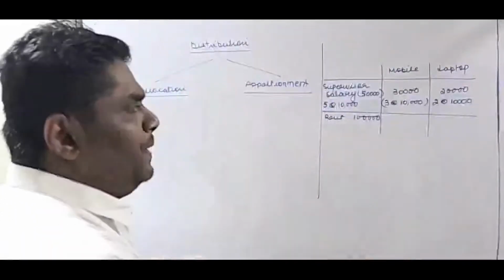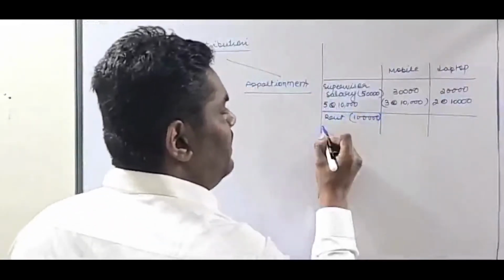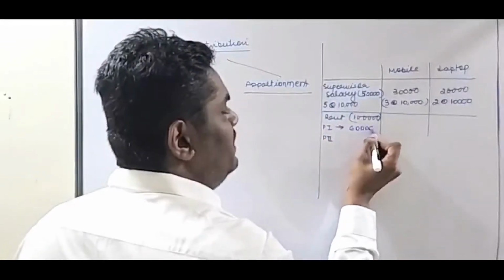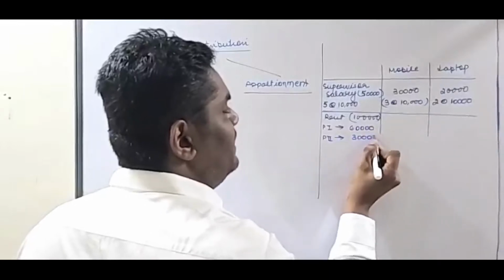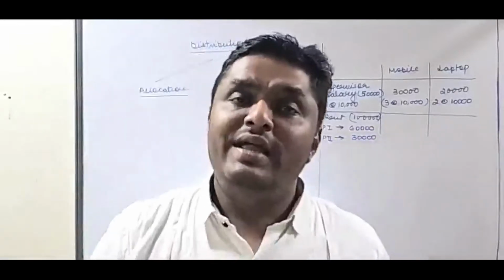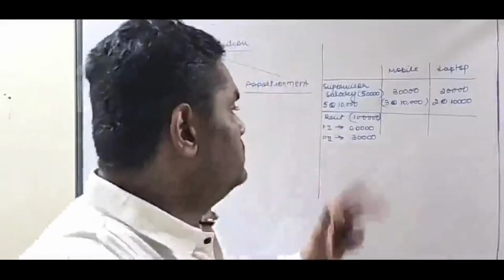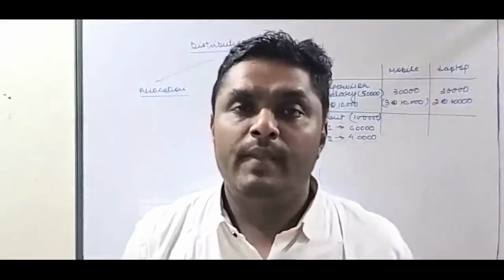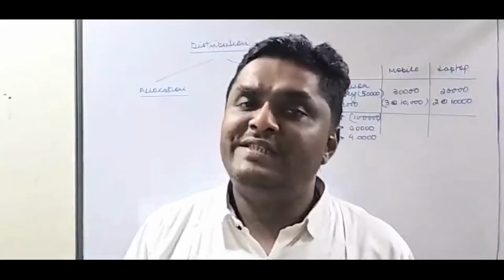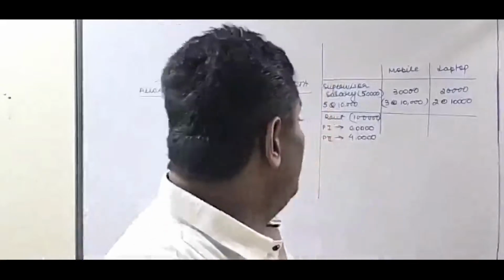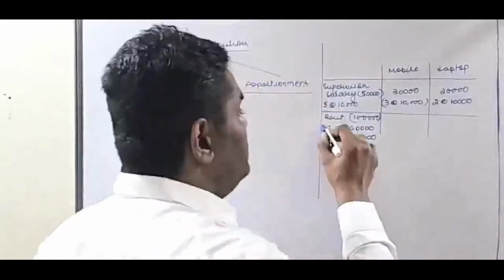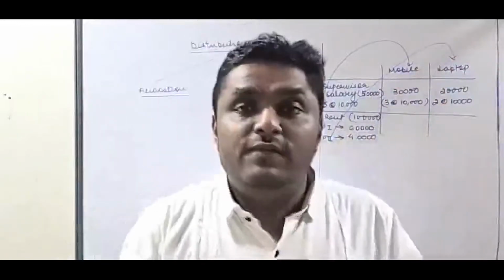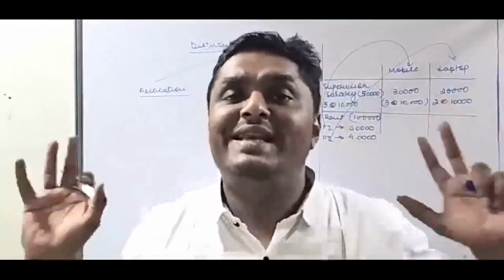So I have taken 2 premises on rent, and the rent is 1 lakh, premise 1 and premise 2. Premise 1, we are paying a rent of 60,000. Premise 2, we are paying a rent of 40,000. Now it is given in the question that premise 1 is for the mobile division and premise 2 is for the laptop division. So this 1 lakh rent also we can distribute very easily, directly.